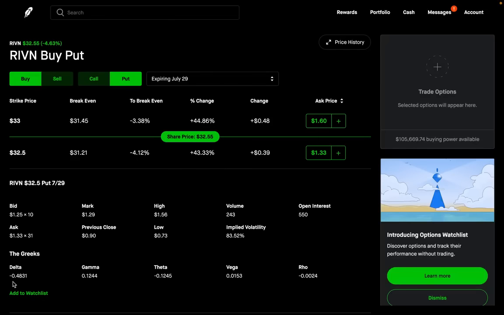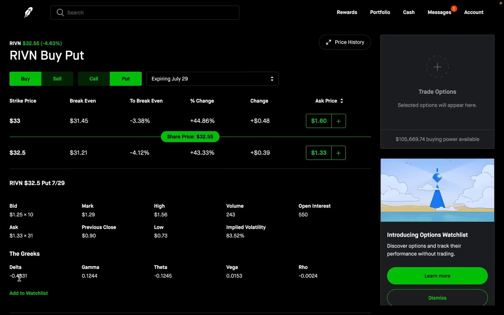So now, if the share price of Rivian goes up by $1, you would basically be adding what Delta is, or in other words, you would subtract, because this is negative, 48.31, right? So if you buy this put and the share price of Rivian goes up by $1, the value of your put would drop by $48.31.